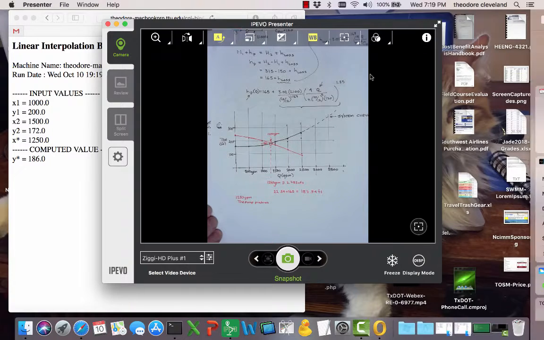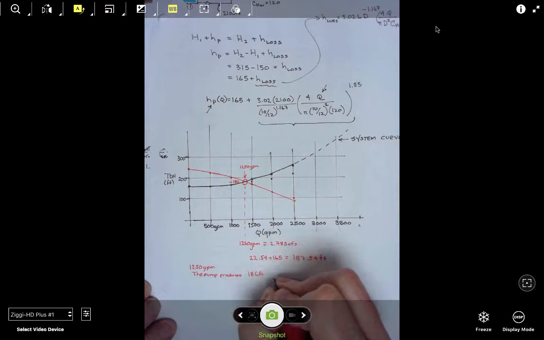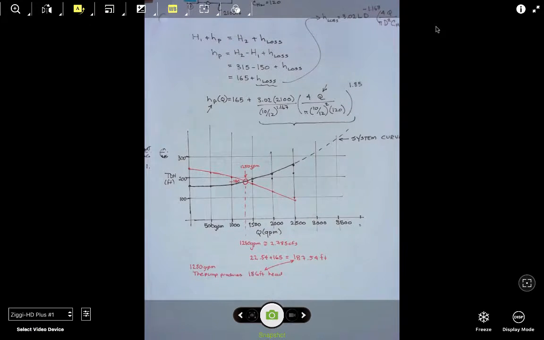I'd say that's pretty darn close. So that's my operating point: 1,250 gallons per minute and total dynamic head in the order of 186 to 187.5 feet of head. So we've determined the operating point.